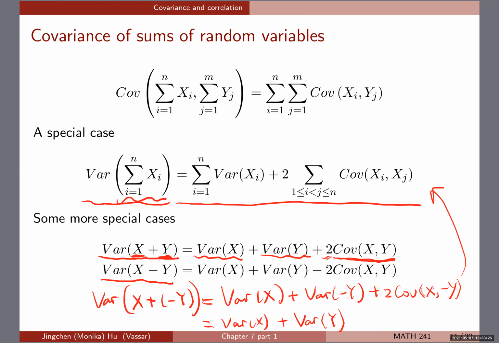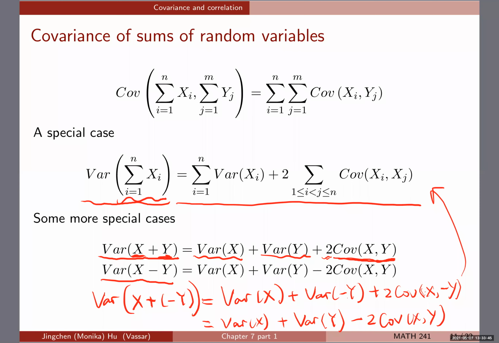And lastly, remember the property that we had earlier: when you have a negative 1 here and positive 1 over here, it is equivalent to bringing that negative 1 out. So that just becomes negative covariance of x and y. And that's the reason why it works in this way.